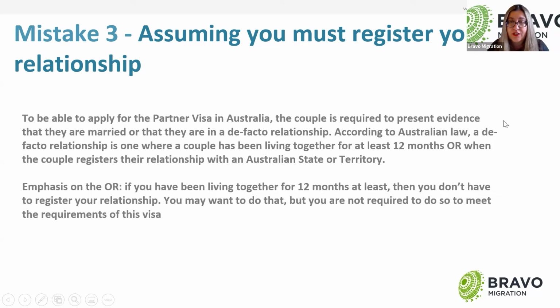Now, a spouse relationship is one where the couple is legally married. If the couple is legally married, they don't have to register their relationship. They actually should not register their relationship because they won't be able to. You can only register your relationship if you are single. So if you're married, you can't. So that's one way of meeting the requirements for a partner visa. You need to be married and you need to be living together at the time of application for 1 day, 1 year, whatever.